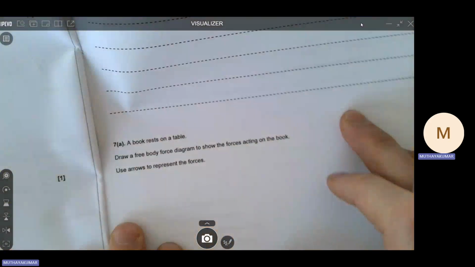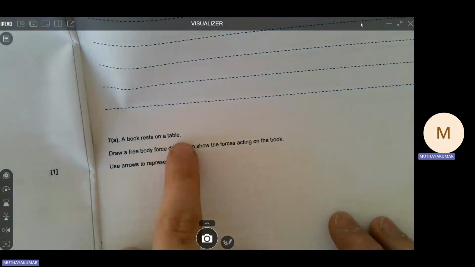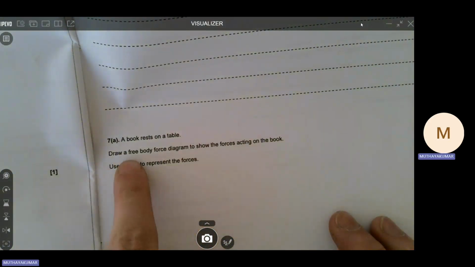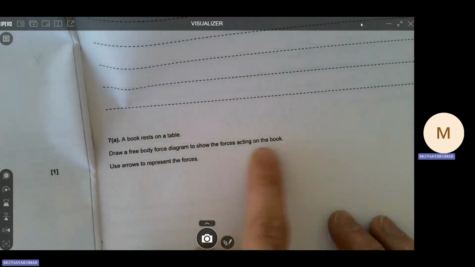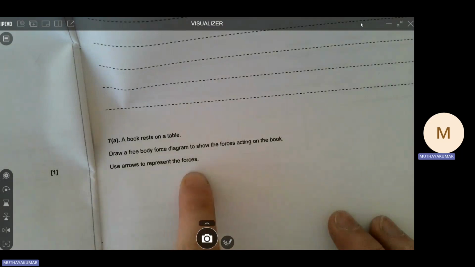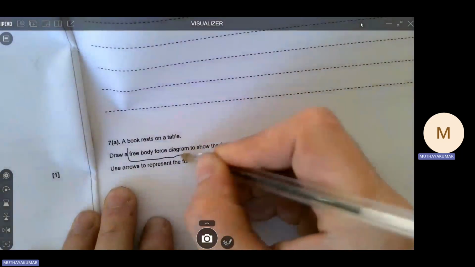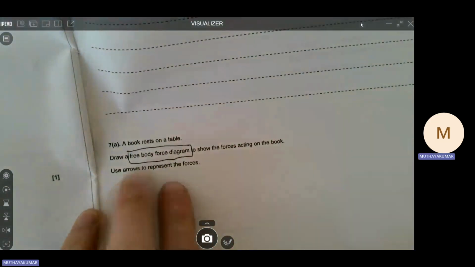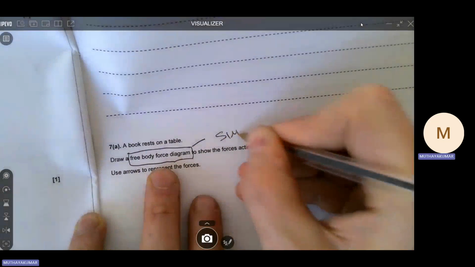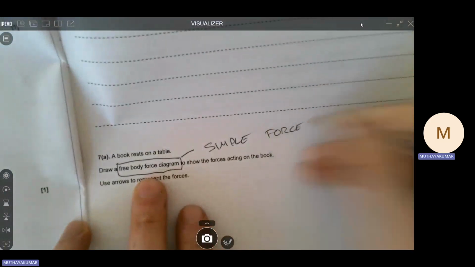All right, let's move on to question 7. So we've got a book resting on a table. Draw a free-bodied force diagram to show the forces acting on the book. Use arrows to represent forces. This term here scares students a lot. It scares some of my year 12s and 13s. All it means is a simple force diagram.